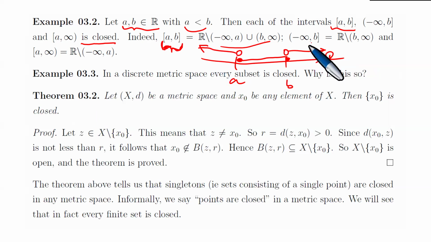But why is this complement so important? Because we are able to see that a set is closed if its complement is open. So we have already seen that the complement of this particular set is closed. But also, if you take the complement of [b, ∞), it contains (-∞, b). So a set is closed if its complement is what? If its complement is open.